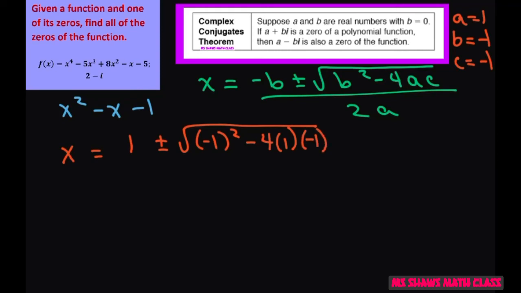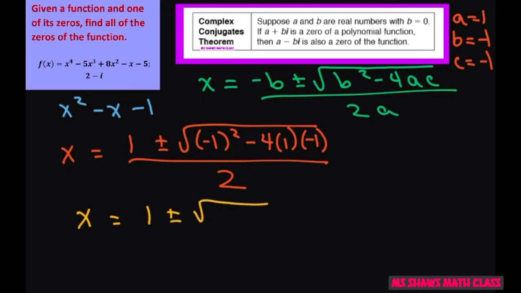All right, now that's going to give you 1 plus or minus the square root of 1 plus 4, and that's 5. All divided by, oops, we forgot to divide by 2. So divide by 2. All right, now this gives you x equals 1 plus or minus the square root of 1 plus 4, that gives you 5, divided by 2.